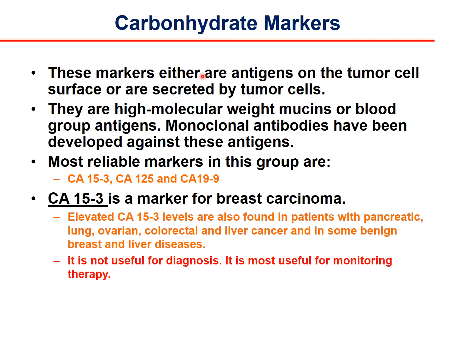Carbohydrate markers. These markers either are antigens on the tumor cell surface or are secreted by tumor cells. They are high molecular weight mucins or blood group antigens. Monoclonal antibodies have been developed against these antigens. The most reliable markers in this group are CA15-3, CA125, and CA19-9. The CA15-3 is a marker for breast carcinoma.